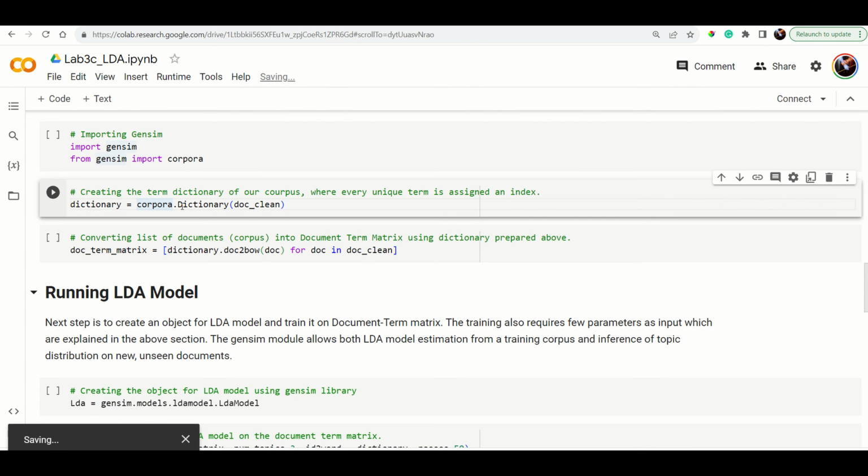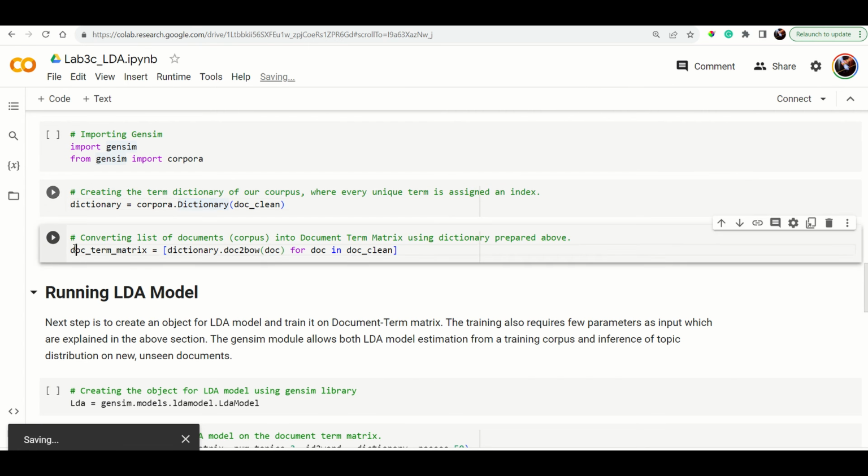Okay, so corpora dictionary of doc_clean, right. We are passing doc_clean, which is the cleaned or pre-processed documents, and we are converting that into a dictionary. So this is a term dictionary. This is the function which we will use to make it into a term dictionary, and then we need to convert that into a document term matrix.